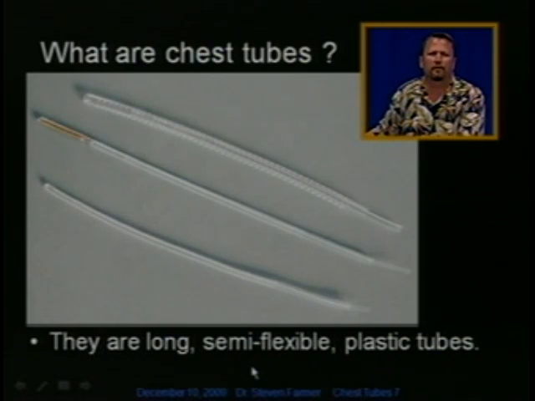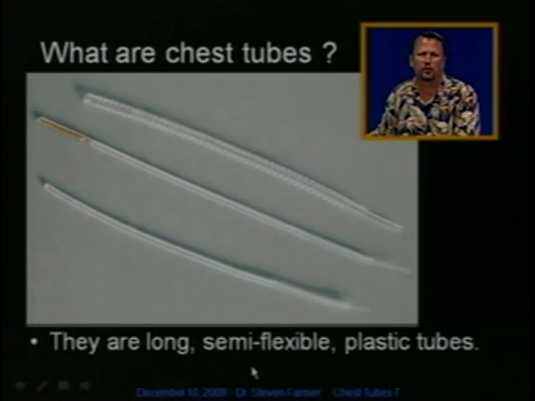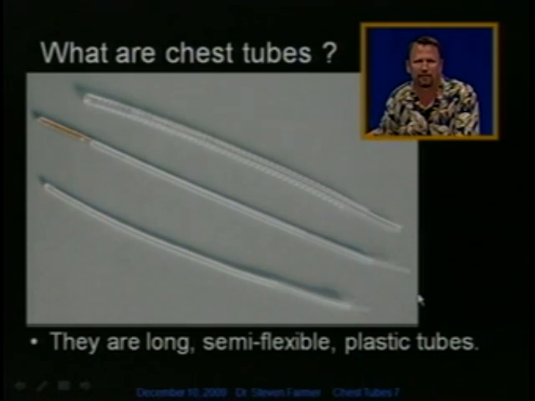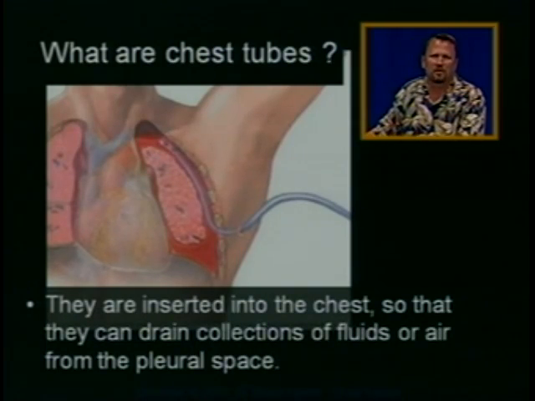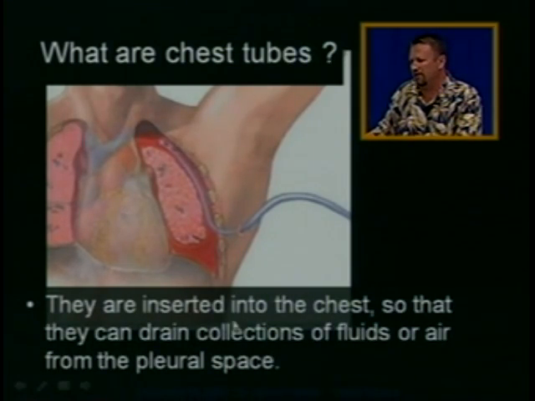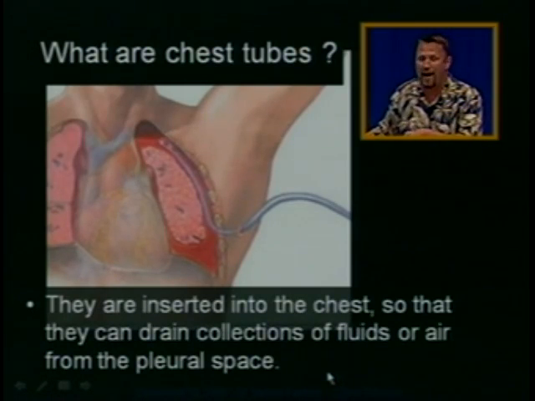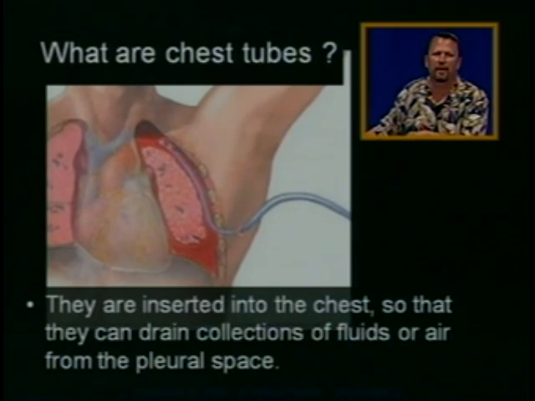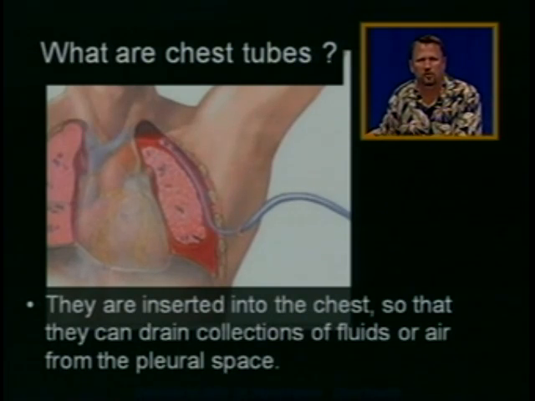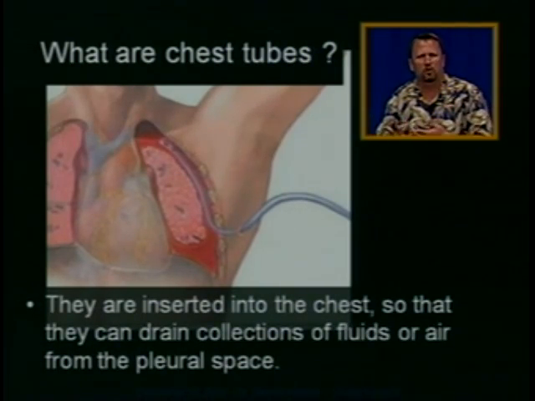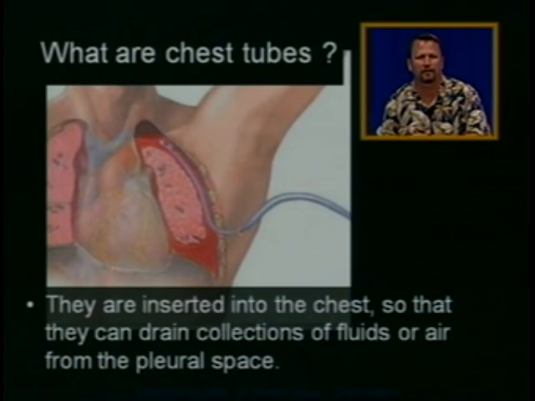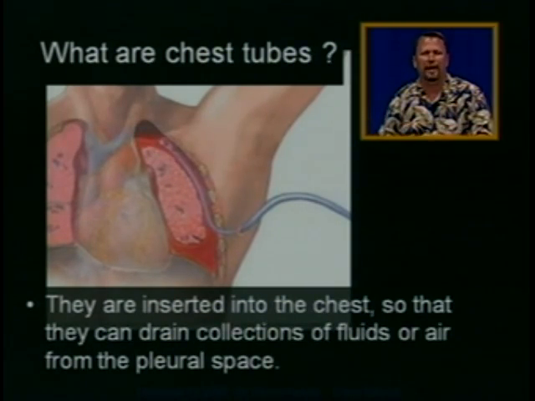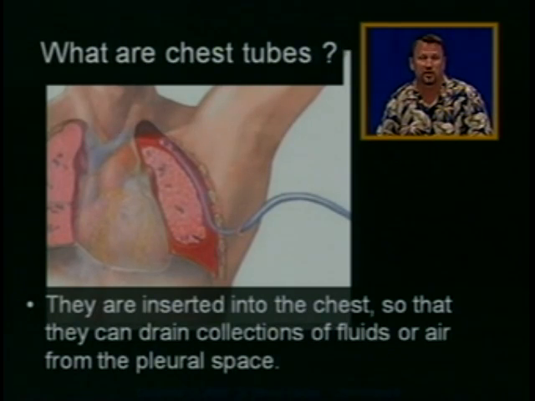Chest tubes are long, semi-flexible plastic tubes. They come in all sorts of shapes and sizes. But chest tubes are inserted into the chest wall so that they can drain collections of fluid or air from the pleural space. Your lungs are surrounded by a pleural space, and there's really nothing in that pleural space other than just a little bit of fluid.